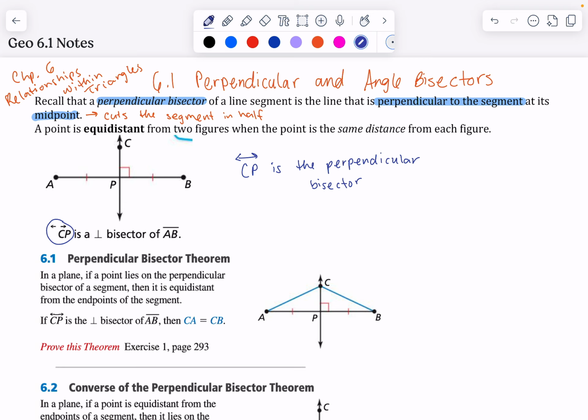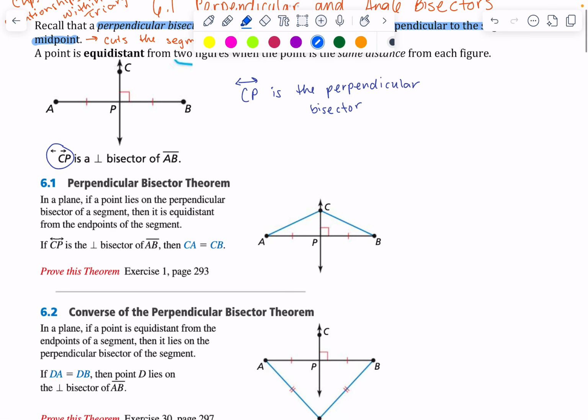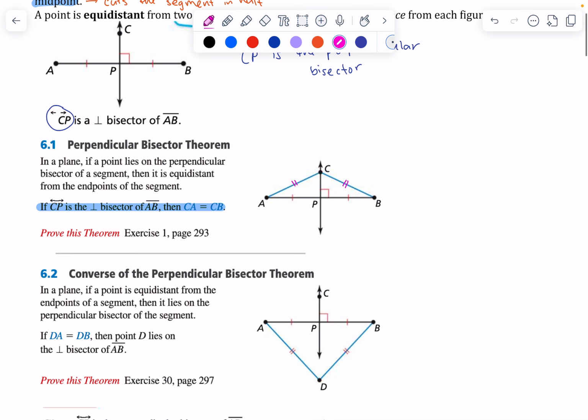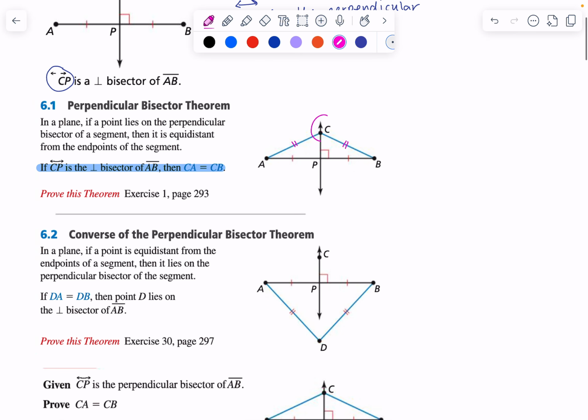Okay, so the formal theorem is written right here, where it says if line CP is the perpendicular bisector of segment AB, then we know that AC, this segment right here, is congruent or equal to segment CB, okay? So in a plane, if a point lies on the perpendicular bisector of a segment, then it is equidistant from the endpoints of the segment. So if this point C lies on the perpendicular bisector, which is line CP, then we know that CA is equal to CB.